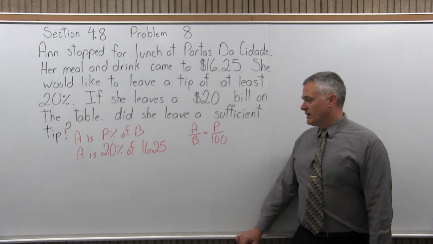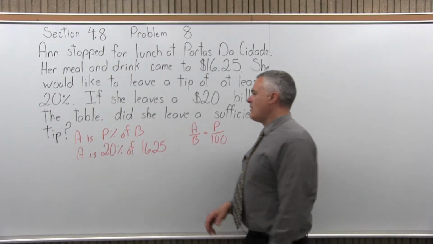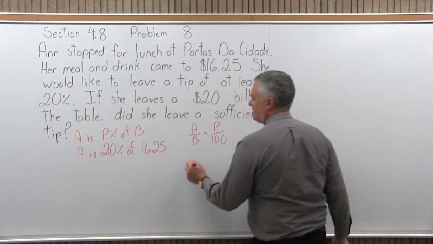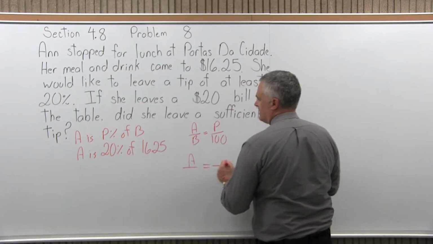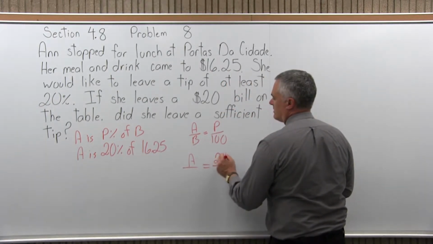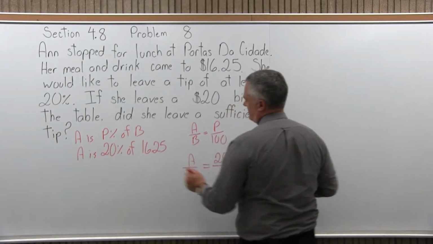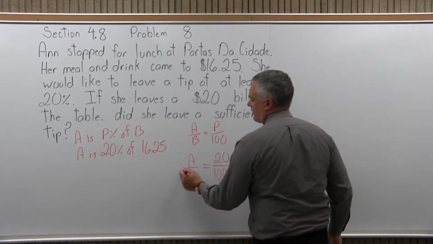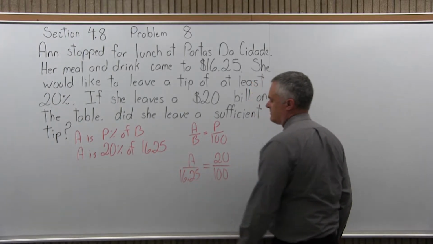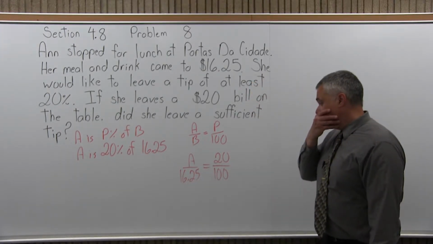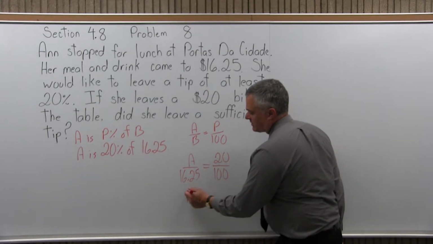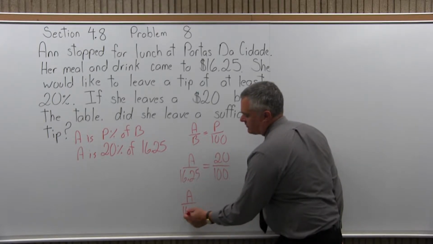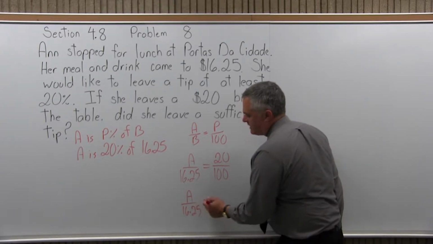So I have rewritten it. I can use my formula. So plug it in. A is the unknown. We'll say A over B, which gives me the equals. P is 20. The percent is where the 100 comes from. And B is 16.25. So now I can reduce the 20 over 100 pretty nicely, so I might as well. A over 16.25 equals, it reduces to 1/5.